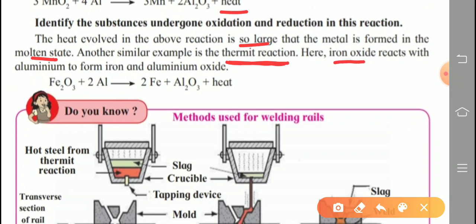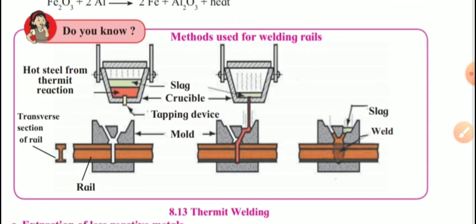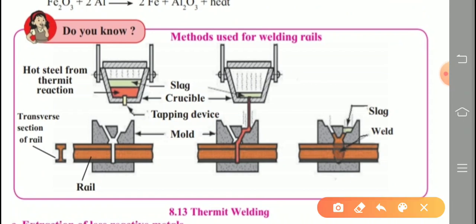Here iron oxide reacts with aluminium to form iron and aluminium oxide. So this reaction is called the thermite reaction. So iron oxide is converted into iron with the help of this aluminium. This reaction is called the thermite reaction. So what is the use of this? Now check in this figure. Do you know the method used for welding rails? So this thermite reaction is used for welding rails. One more use I will give in our assignment solution. Check this. Next.